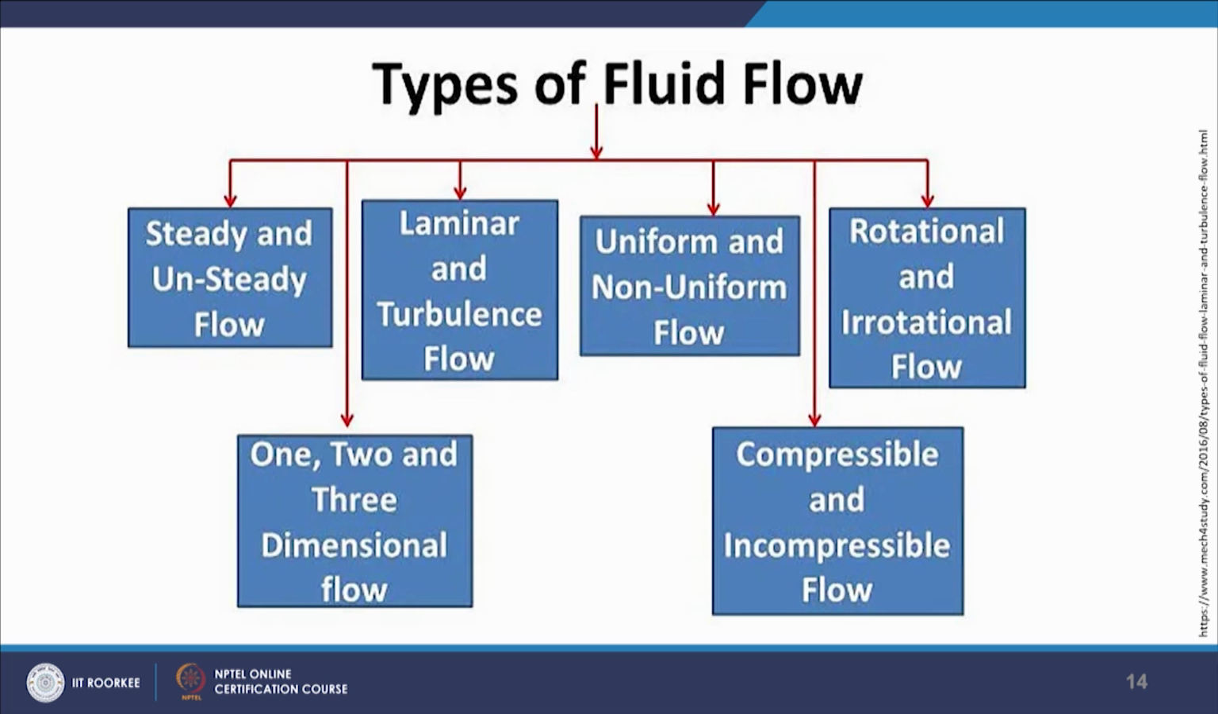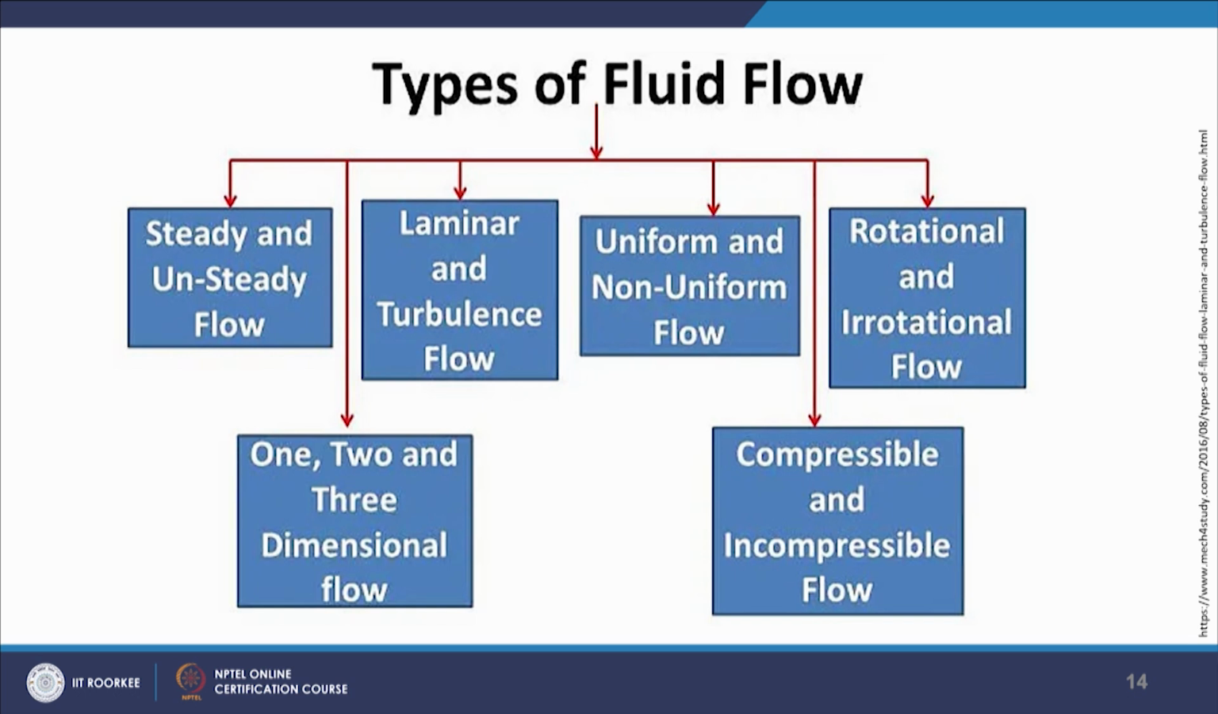One type of flow are possible. The second is laminar and turbulent flow. In these conditions also how things vary. Third one is the uniform and non-uniform flow, and fourth one is the rotational and irrotational flow. Fifth one is the 1, 2 or 3 dimensional flow, and sixth one is the compressible and incompressible flow.